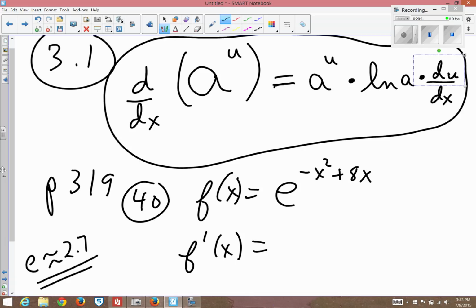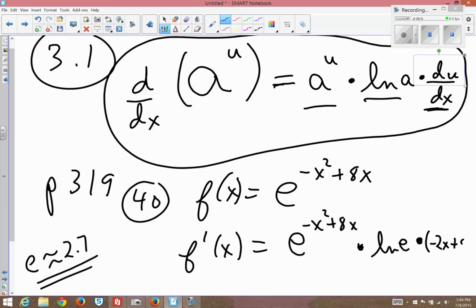The derivative of any number, doesn't matter what it is, raised to something, is itself. The derivative of this thing is the same exact thing, e to the negative x squared plus 8x, times two more things, times the natural log of that number, which is the base, times the derivative of this exponent. That's the last part there. The derivative of this exponent is negative 2x plus 8.